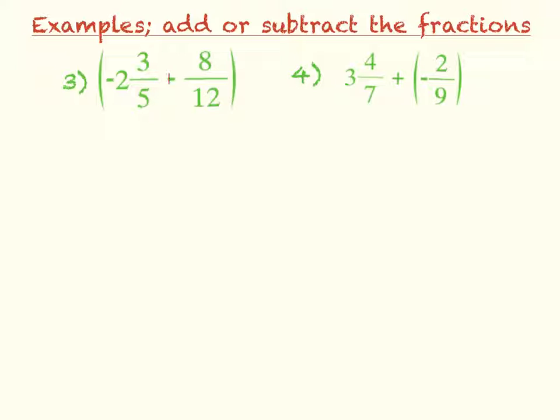Example 3, negative 2 3/5 minus 8/12. First thing I'm going to do is write plus a negative so that I remember that I have two negatives and I'm adding them together, so my answer is going to be negative. And also this whole number 2 is there, so I'm going to add the two fractions together and get a bigger negative number, so it's going to be negative 2 in my answer. Now I have 3/5 plus 8/12.